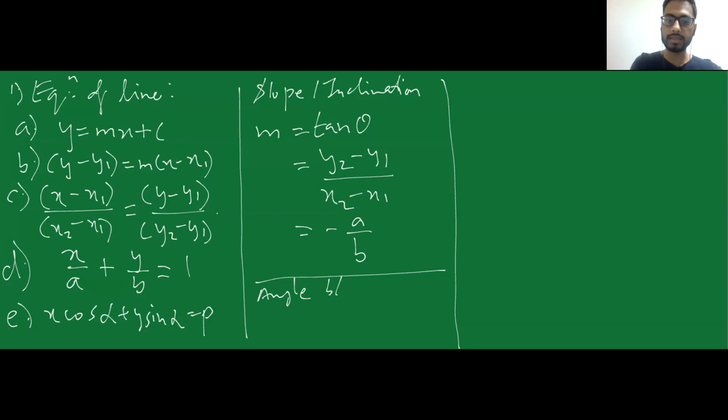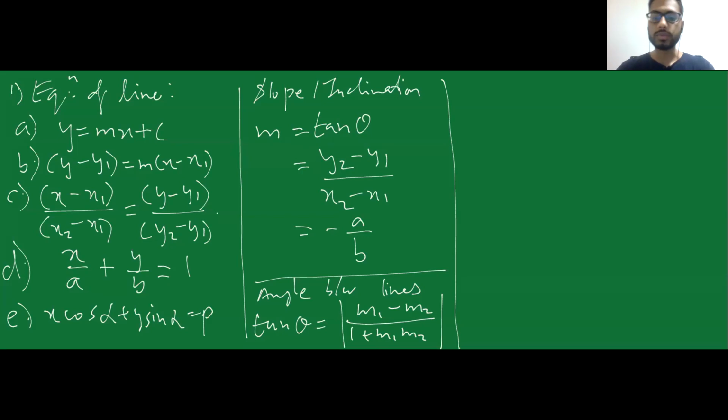If I have to find angle between the two lines, that angle is given by the formula tan of theta is equal to m1 minus m2 divided by 1 plus m1 m2. Obviously this should be positive, therefore we are writing this in mod sign. Angle between two lines is tan of theta is equal to mod of m1 minus m2 divided by 1 plus m1 m2.